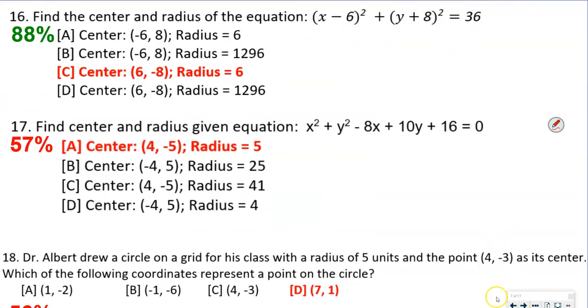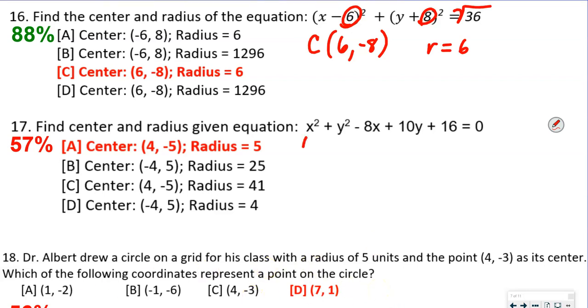All right, so number 16 says, find the center and radius of the equation. So we're just pulling it from here, right? Remember, we're doing opposite of what's here, so this would be +6, -8. That's our center. And then what do we do to get our radius? We take the square root of that, so our radius is 6, right? Then it says, find the center and radius of the given equation.